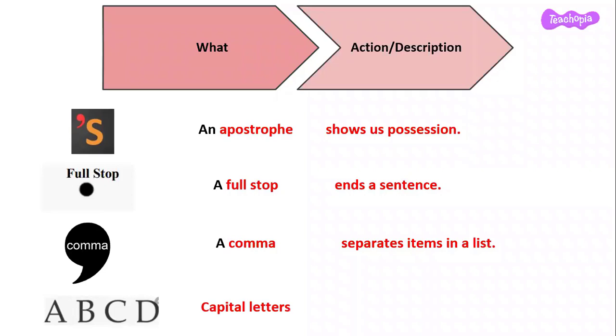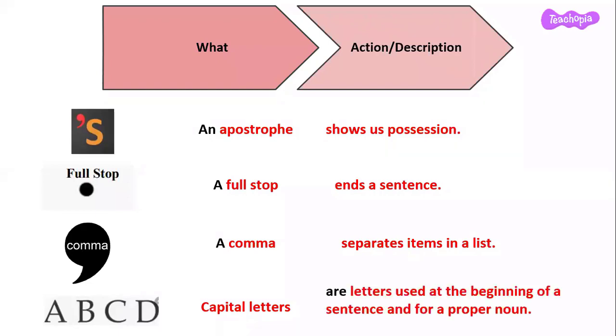Now I want to talk about capital letters. A quality about capital letters is that they are used at the beginning of a sentence, and they are also used for a proper noun. So I will put that description in the second block. Letters are used at the beginning of a sentence and for a proper noun. So when I combine the blocks, my sentence will be capital letters are letters used at the beginning of a sentence and for a proper noun.